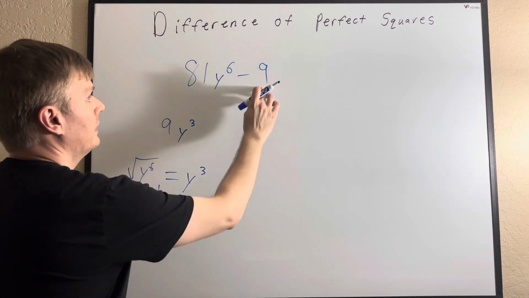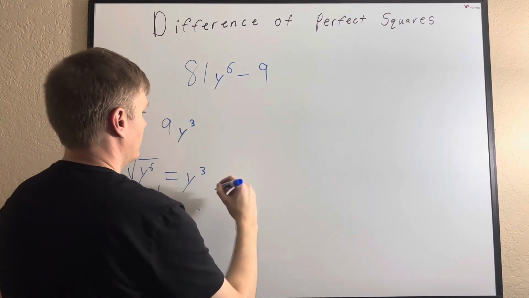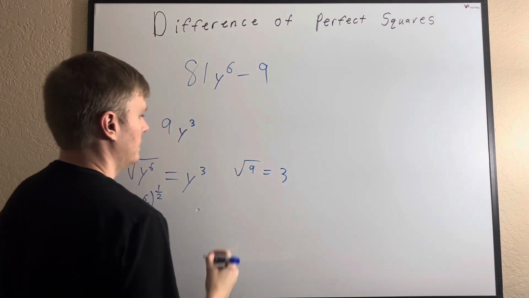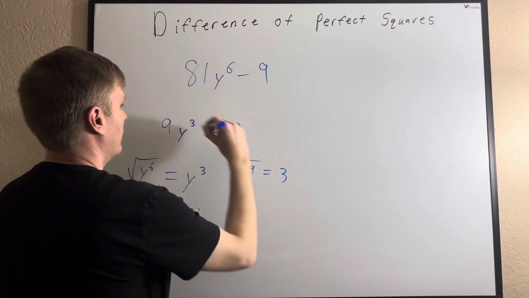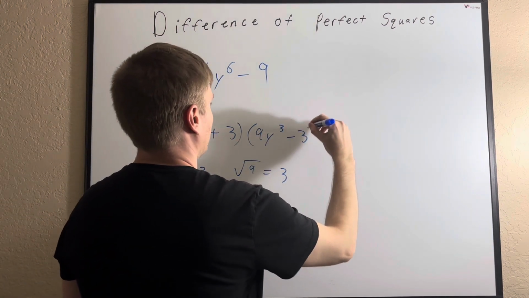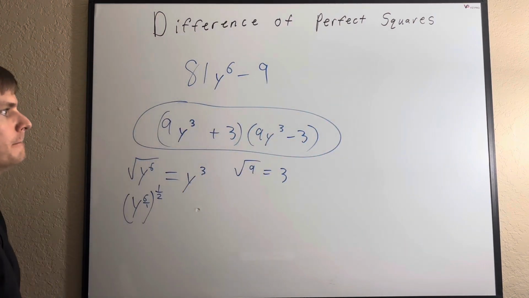So now, is 9 a perfect square? Absolutely. Square root of 9 is 3. Don't forget the conjugate, and we're done. Boom.